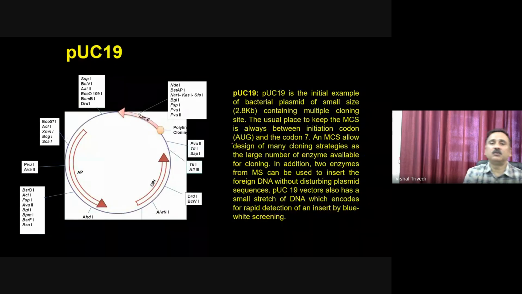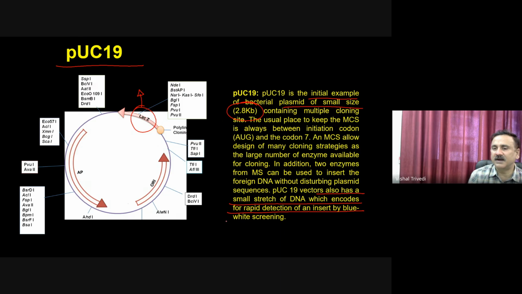So from pBR322, people have developed pUC19, and pUC19 is an initial example of a bacterial plasmid, which is 2.8 kb in size, and it has a multiple cloning site. Then it has lacZ, which allows blue-white screening, and then it also has the multiple cloning site and so on. The pUC19 vector also has a small stretch of DNA which encodes for the rapid detection of insert by blue-white screening. So this is lacZ, which is going to be used for the blue-white screening.